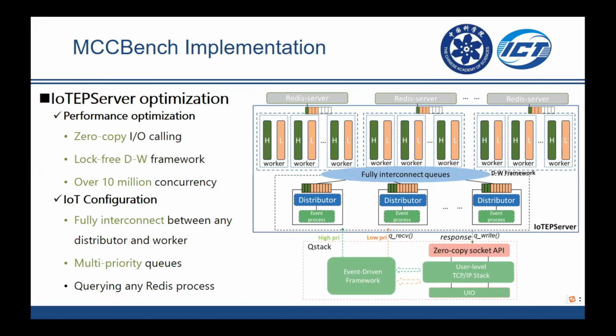We optimize the LTP server performance by adopting a zero-copy algorithm based on the user-level TCP stack, QStack. A lock-free distribution framework, DW, is developed on multi-thread for scheduling requests of multi-priority, so it supports over 10 million concurrent connections on a single node. The DW consists of fully interconnected queues and connects with multiple Redis processes on the server. Each request can query the Redis process through DW for read or write operation.